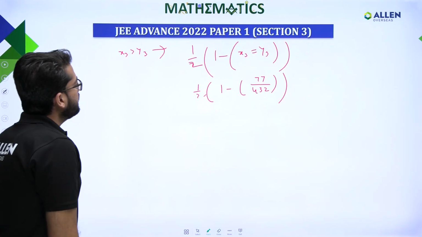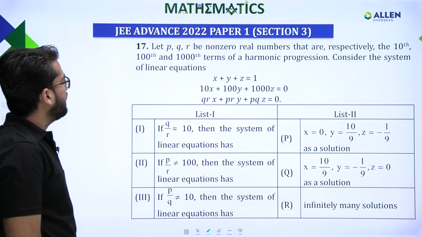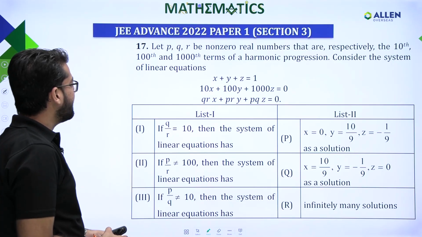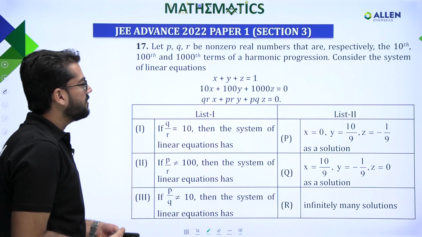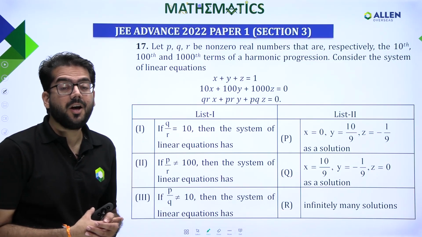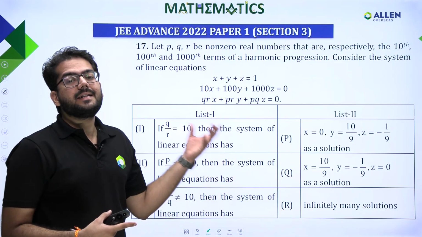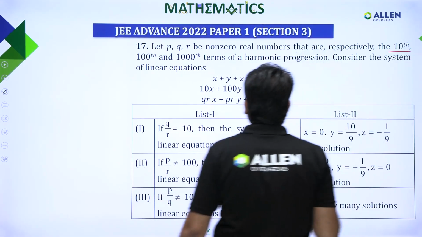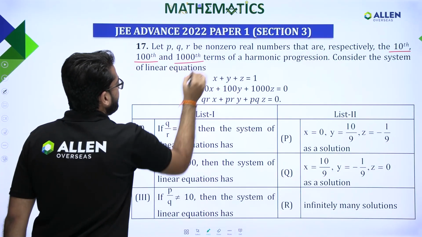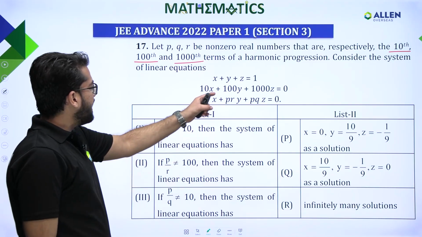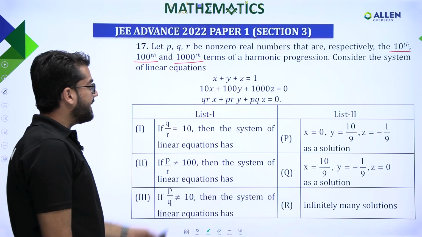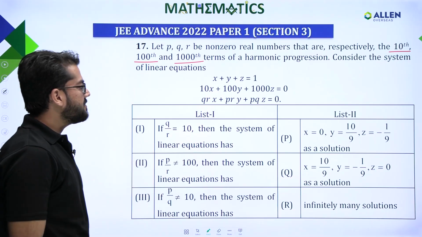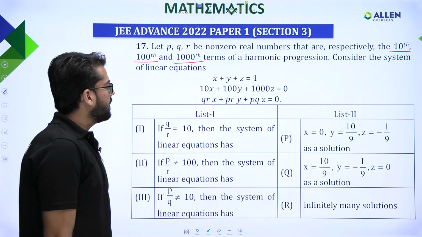Now come to the next question. The next question that we have is what? Let p, q, r be non-zero real numbers that are respectively the 10th, 100th and 1000th terms of a harmonic progression. Very interesting question and very easy when you understand the language of this question. That is what? We have the harmonic progression, that is 10th, 100th and 1000th, right? And now we have the three equations: x plus y plus z equals 1, 10x plus 100y plus 1000z equals 0, and qrx plus pry plus pqz equals 0, right?